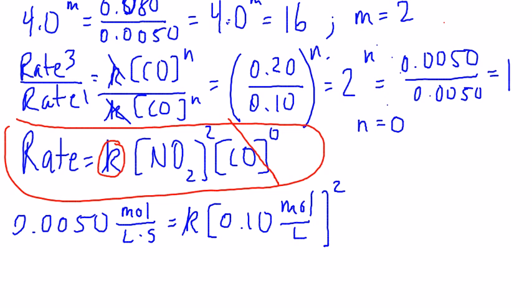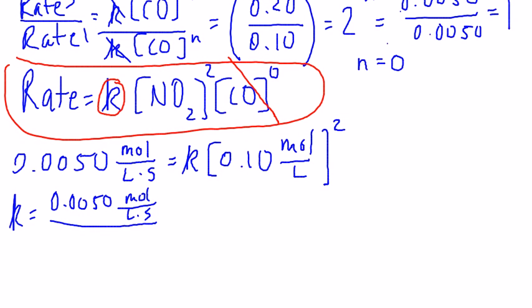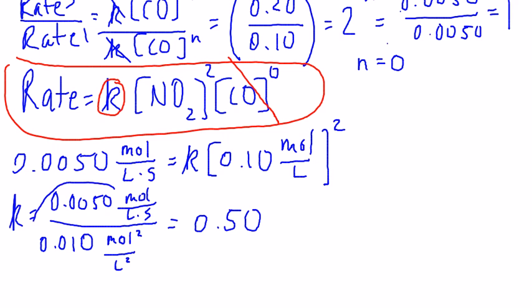k is equal to 0.0050 moles divided by liters times seconds, divided by 0.1 times 0.1 is 0.01. And now I do have to also square the moles and the liters. When I do this, I get 0.50 when I divide just the coefficients here, just the values.